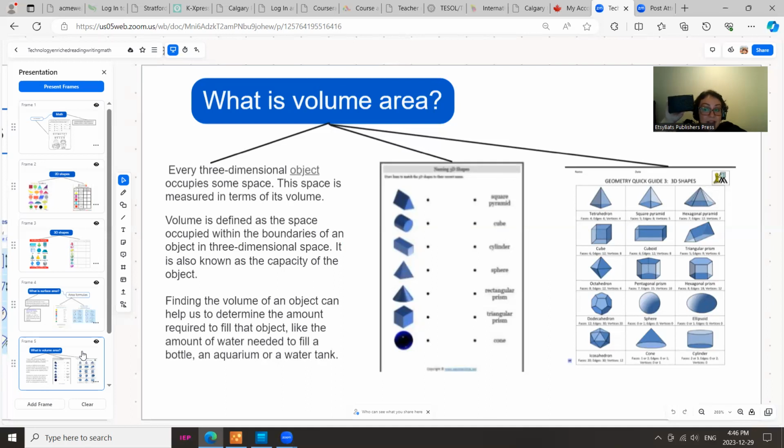Example, this retainer box. Finding the volume of an object can help us to determine the amount required to fill that object, like the amount of water needed to fill a bottle, an aquarium, or a water tank. 3D shapes, match the names with the pictures. Geometry guide. Space, volume, and surface area of 3D shapes.